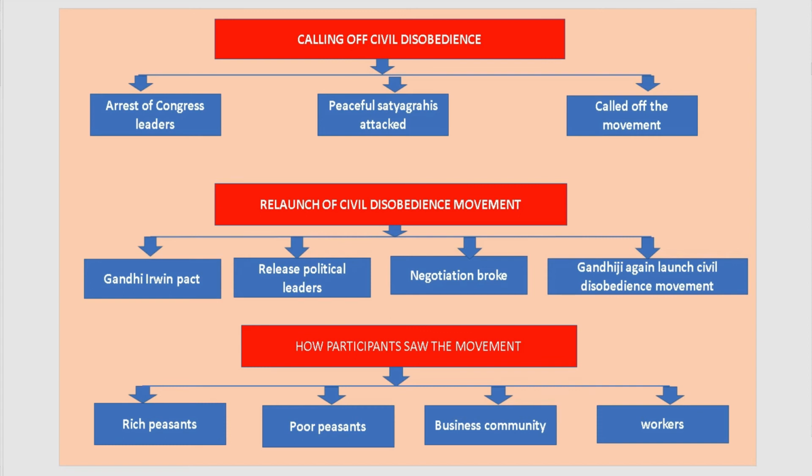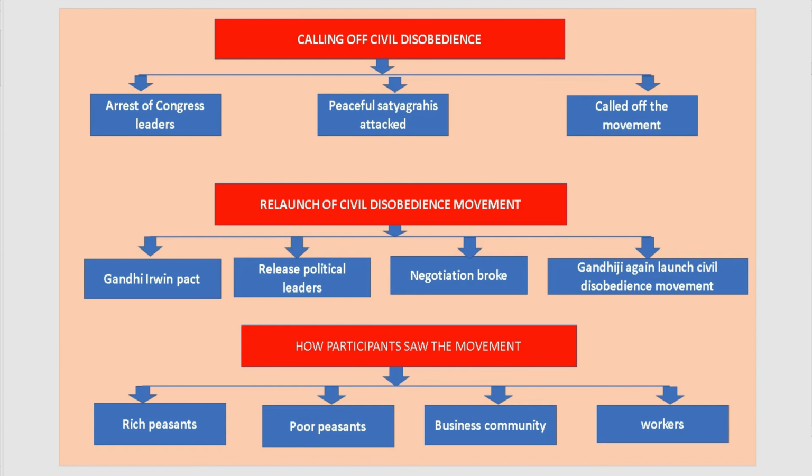Here, first again, the Gandhi Irwin Pact is given. Next, release of political leaders. Gandhiji demanded the release of political leaders who were arrested during the movements. Those political leaders had been arrested by the Britishers, so Gandhiji demanded their release. But the negotiation broke down, and they did not agree to release the political leaders. After that, Gandhiji again launched the civil disobedience movement.